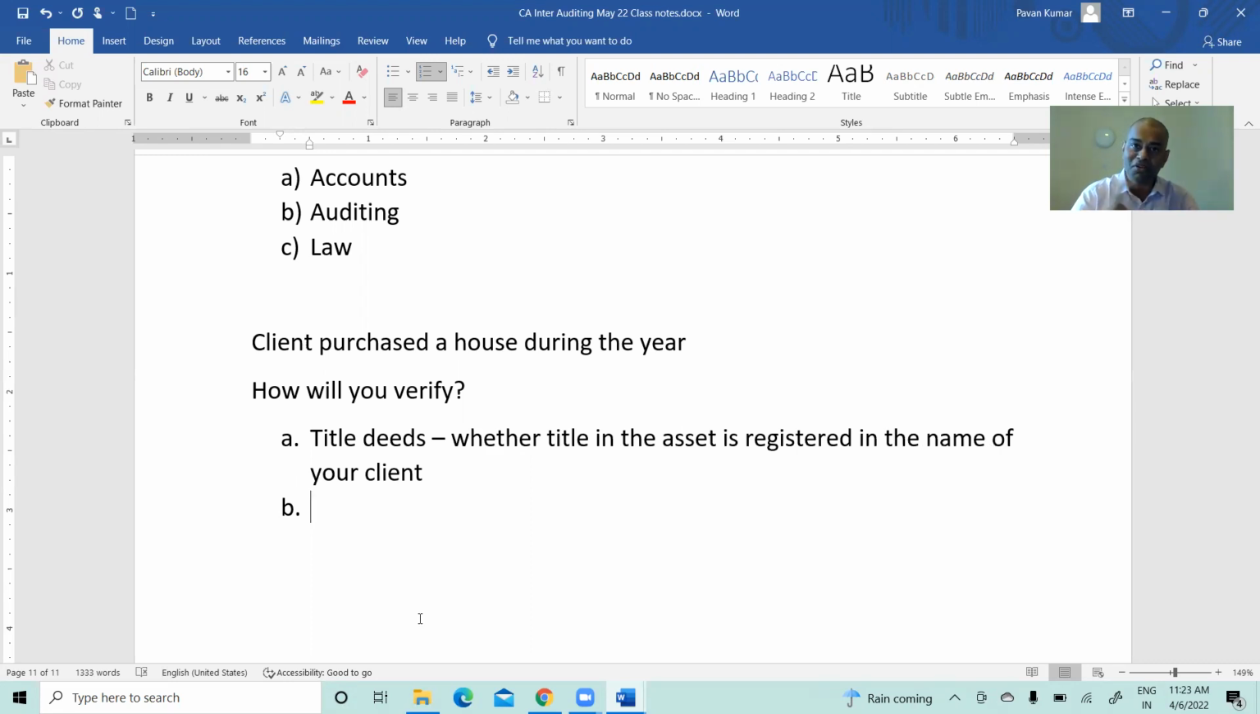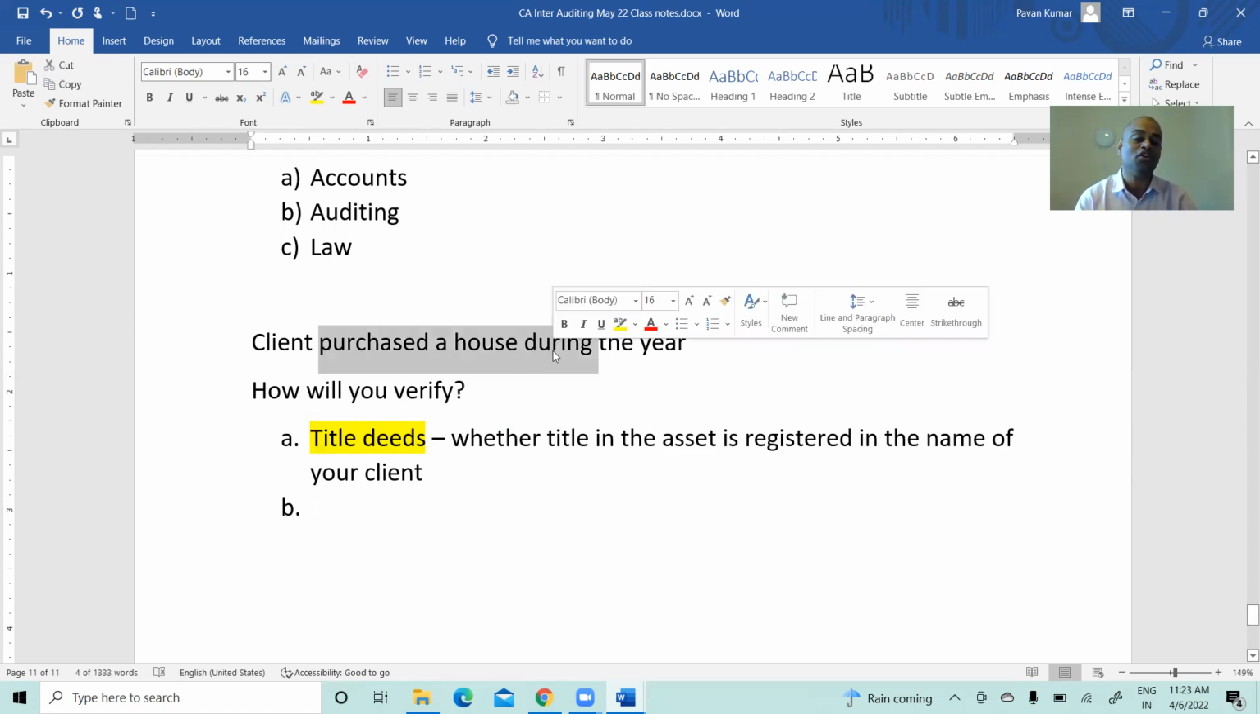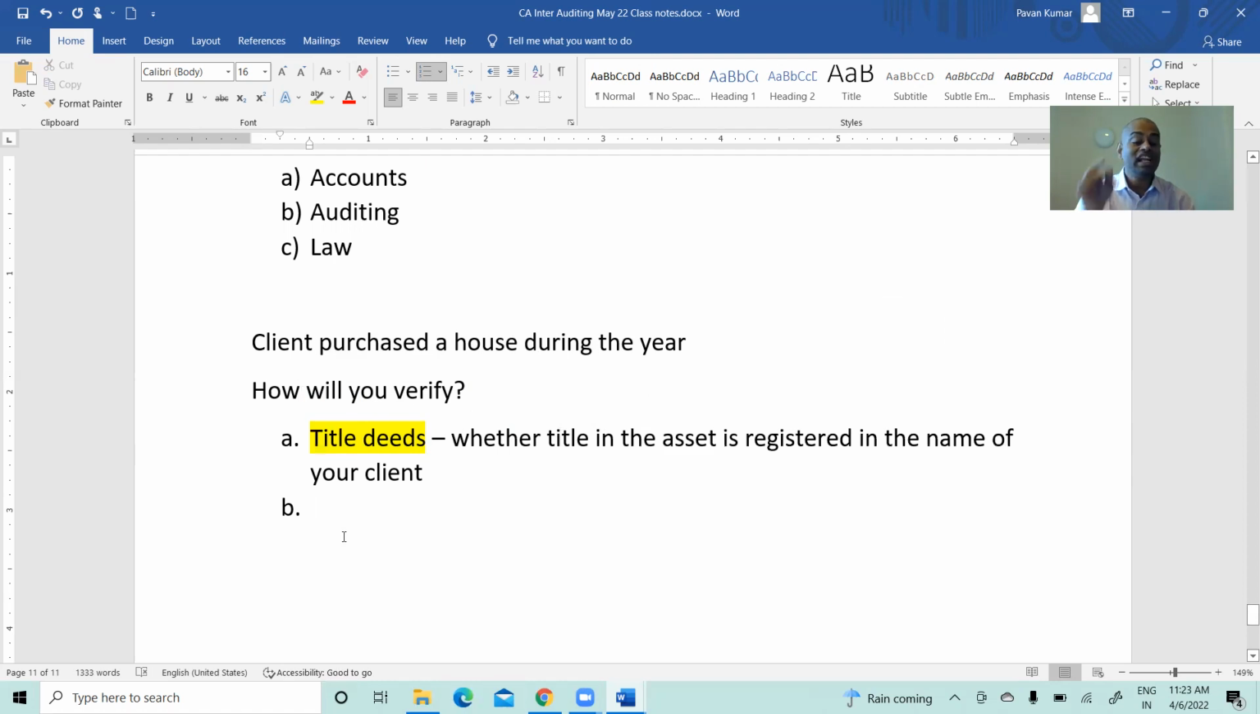So you completely went to the tax angle. Yes, sir. Accounting and auditing angle, what we need to do, I'll tell you one more thing. Verification of title deeds, yes, I agree. It is a 100% relevant point, but don't you think it is verification of a balance, not vouching of a transaction? But purchased during the year is a transaction, no? Yes, sir. So instead of verifying title deed, what you need to do is the agreement of sale copy.